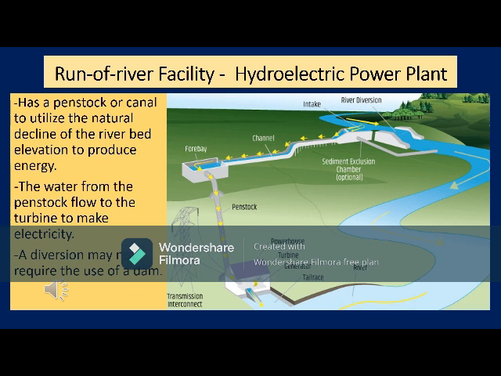Next, we have run of river facility, hydroelectric power plant. It has a so-called penstock or canal to utilize the natural decline of the riverbed. Okay, so this riverbed is elevated to produce energy because in the penstock, the water is released and it has to flow to the turbine to make electricity. Another term for this is diversion. Since there is a so-called construction of diversion, there is no need to have a dam. Okay? So that's why we can call it diversion hydroelectric power.